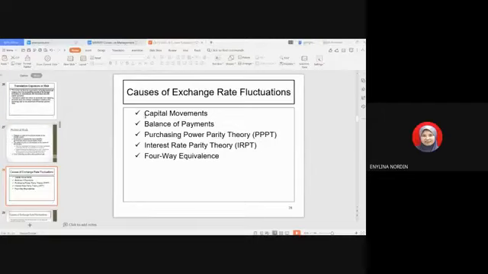And then what are the causes of the exchange rate fluctuations? The first one, capital movement, balance of payment, purchasing power parity theory, interest rate parity theory, and forward equivalent. Right. So these are the factors that result in the changes in the exchange rates or the fluctuations of the exchange rates. Right, we'll stop for now and later we will continue with these courses in the next meeting.